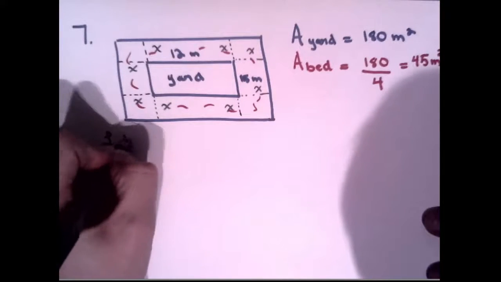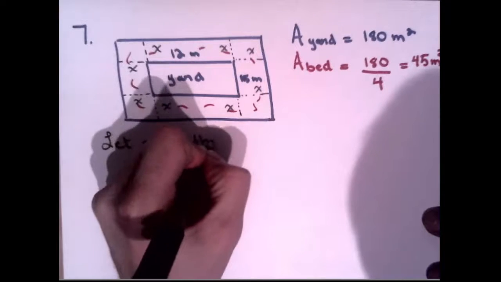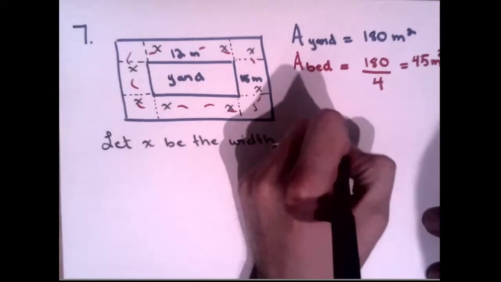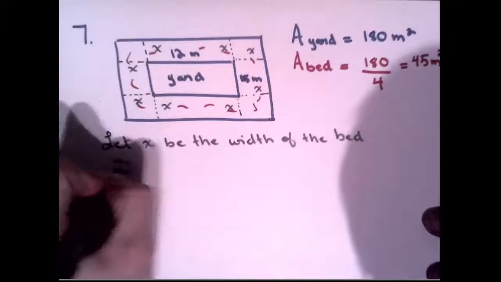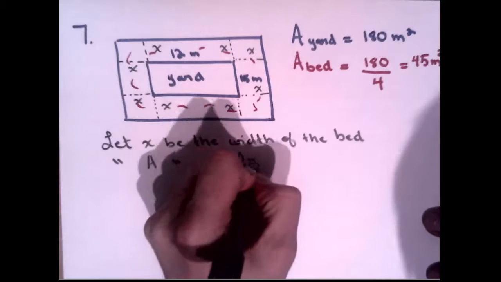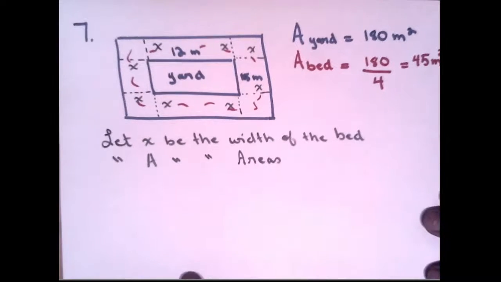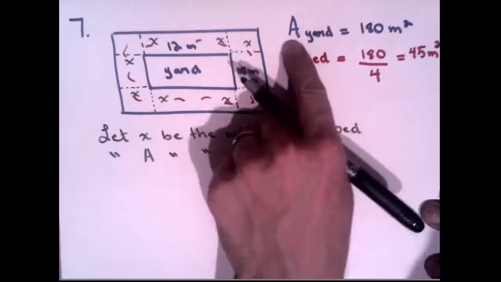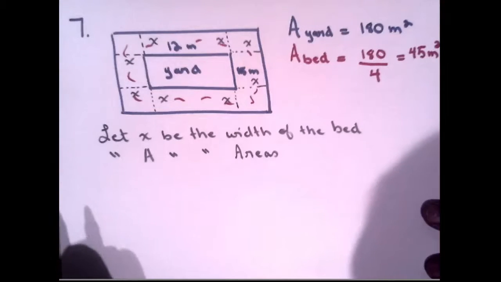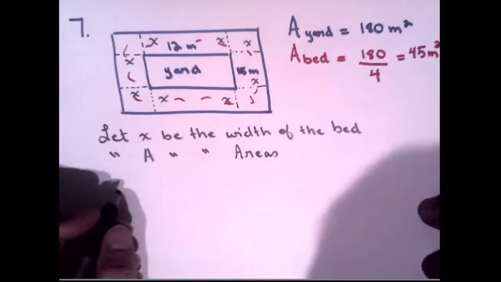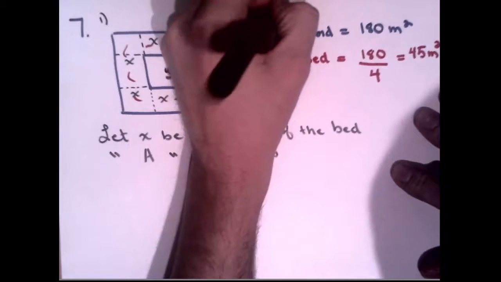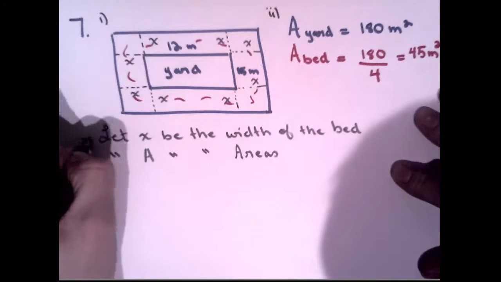Let x be the width of the bed, and we're going to let A be the areas, and then we specify which areas. We have the area of the yard and the area of the bed, and we're going to have one more right now. The important thing to do now is the following. You need the total area. So the first step is the diagram, you get your area calculations, and you do your let statements.